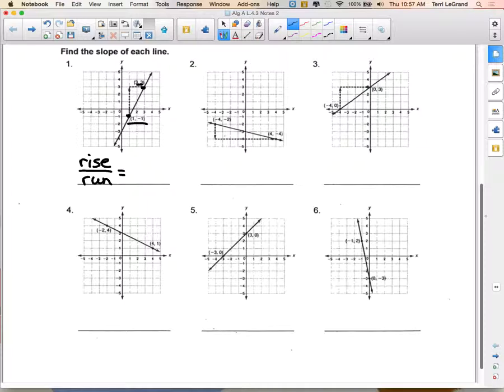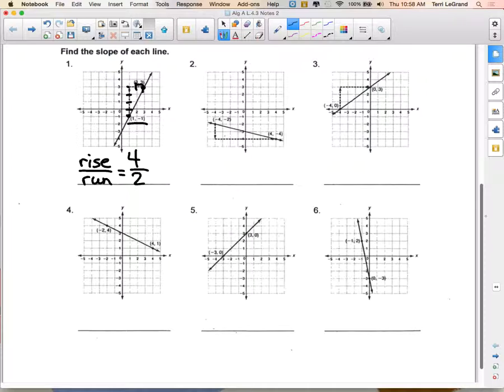So go ahead, count. How many grid lines do we have to go up? Because we already said we're going in the up direction. How many? 4. Okay, so 1, 2, 3, 4. The rise is 4. And the run is 2.